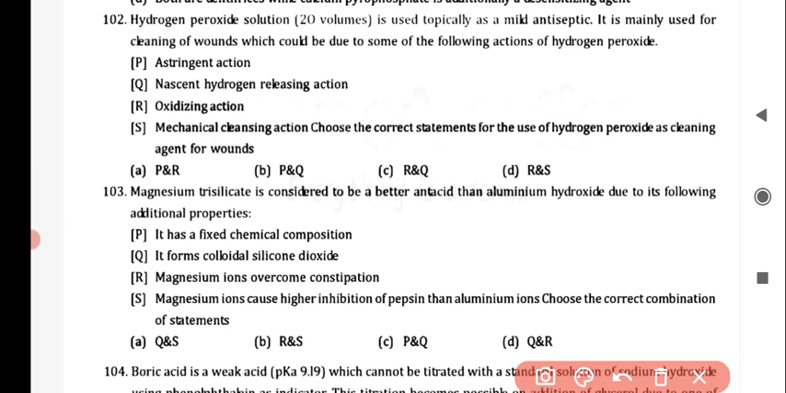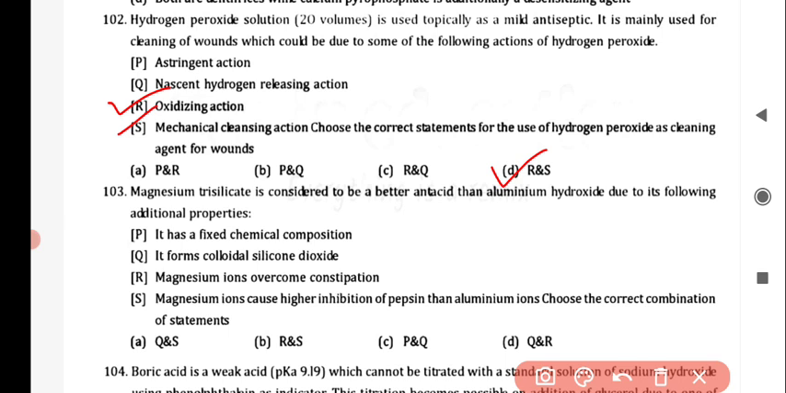Now next question: hydrogen peroxide solution 20 volumes is used topically as a mild antiseptic. It is mainly used for cleaning of wounds, which could be due to some of the following actions of hydrogen peroxide. So the correct answer for this is option R and option S, that is, oxidizing action and mechanical cleansing action. So option D is correct for this question.